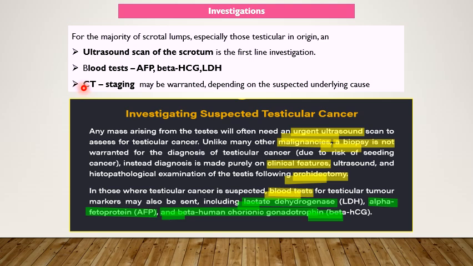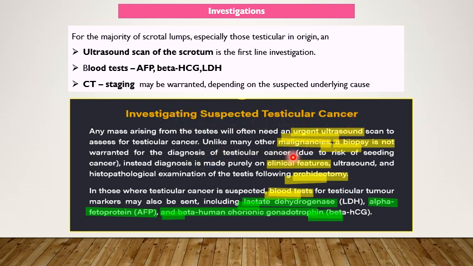And then subsequently, if the ultrasound does not give you much information, you may want to do a CT scan. And it is especially used not for diagnosis, but for staging of testicular tumors. So this is a summary of investigating a suspected testicular cancer.